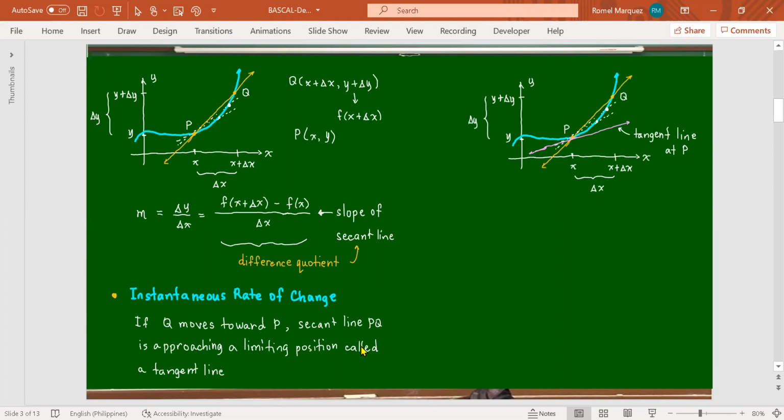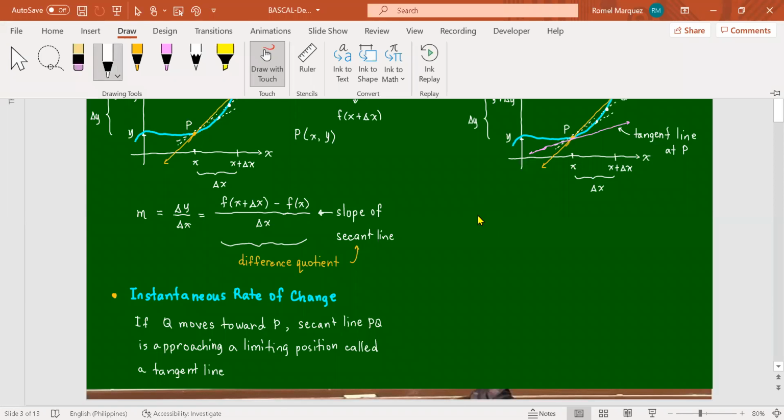We have measured already the slope of the secant line. So how do we measure the slope of this tangent line, considering that we have only one point? If you have only one point, of course, that's the only information we know about the pink line. So we can't solve for the slope. So how do we measure the slope of the tangent line?